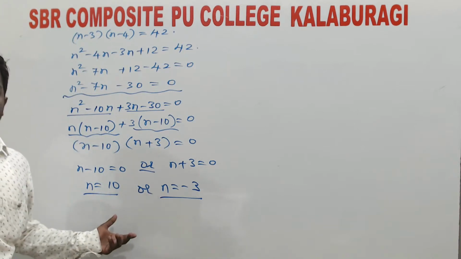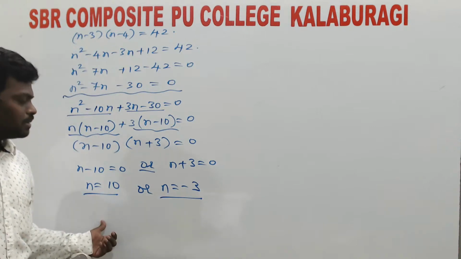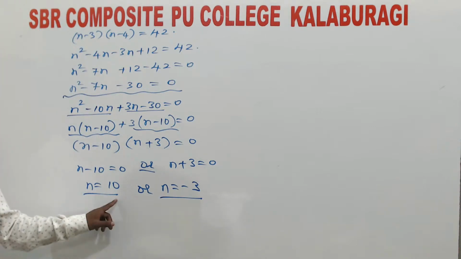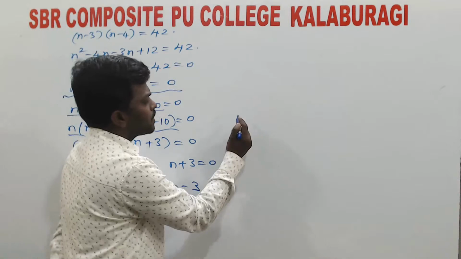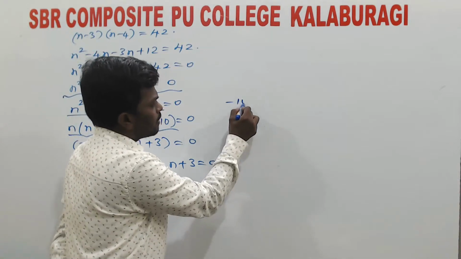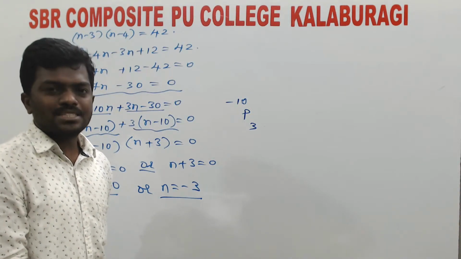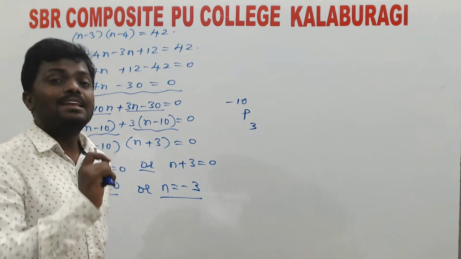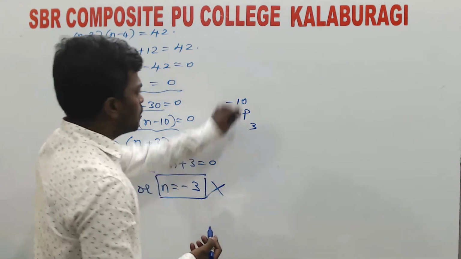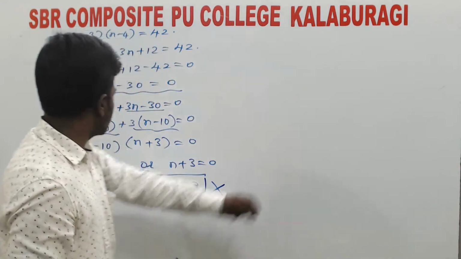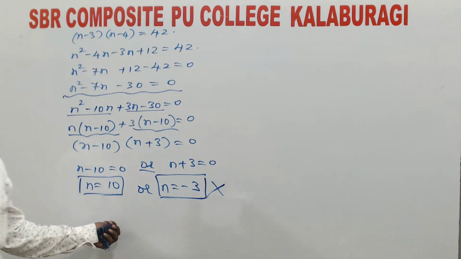But among these two, we need to understand which is right. Both might be right, or one may be wrong. Objects must be positive. Objects cannot be negative. You cannot say arranging 3 things out of minus 3 things. Minus 3 objects doesn't make sense. So the negative is to be neglected. So this is not the right answer. n has to be positive only. So for this question, the value of n is 10. Okay, students?